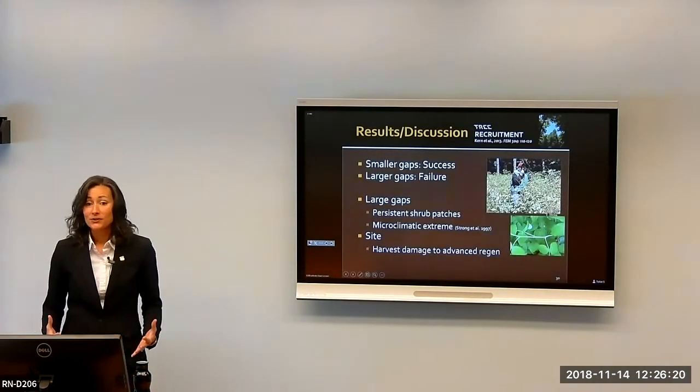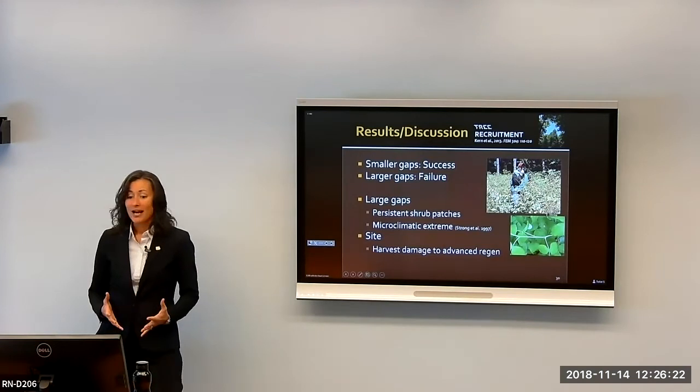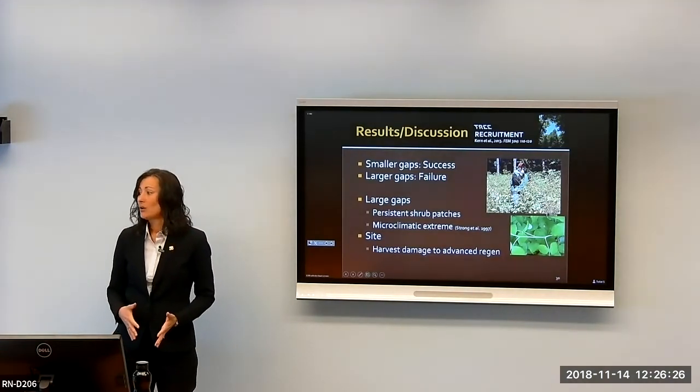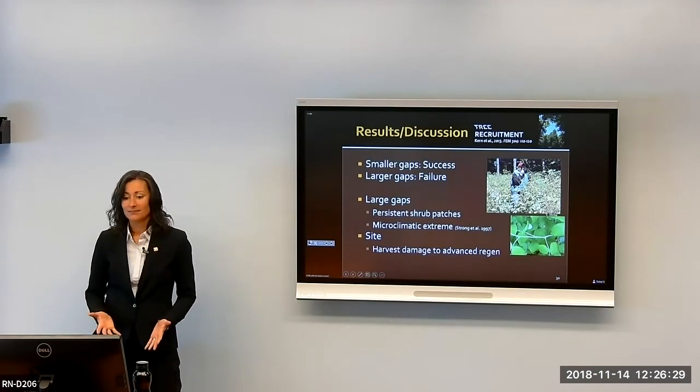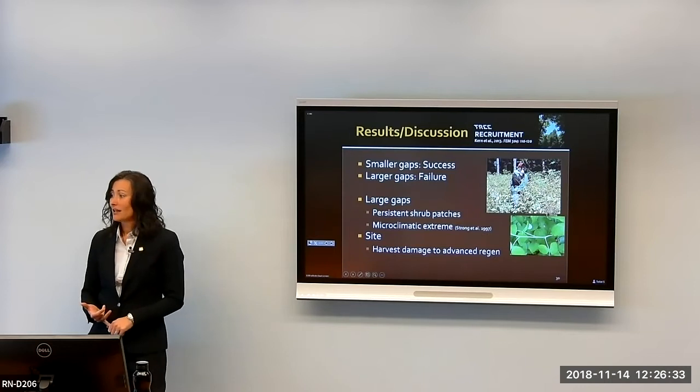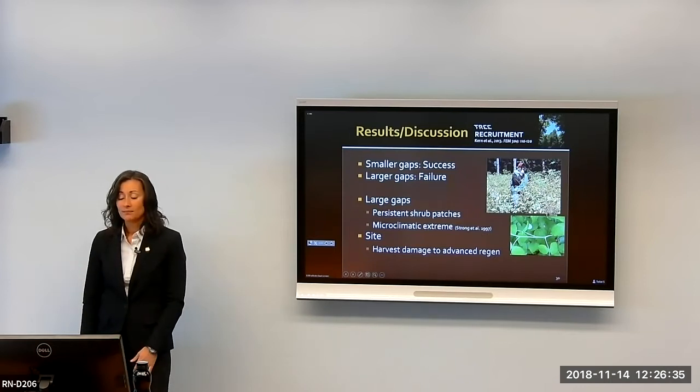So from a forester's point of view, those large gaps were failures, regeneration failures, and the smaller gaps would be considered successes. The larger gaps had these persistent berry patches, as well as other shrubs coming in.